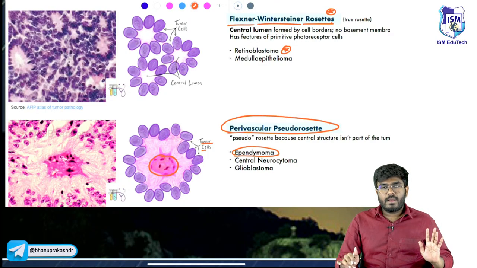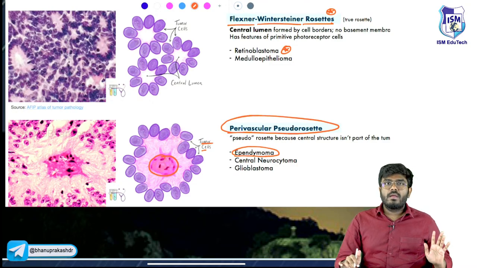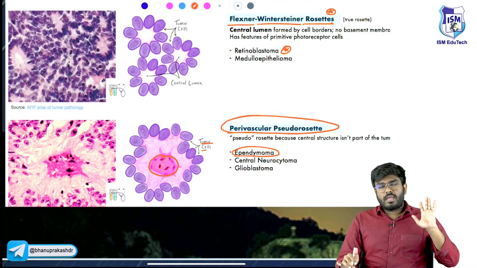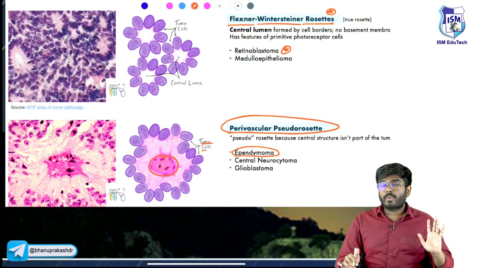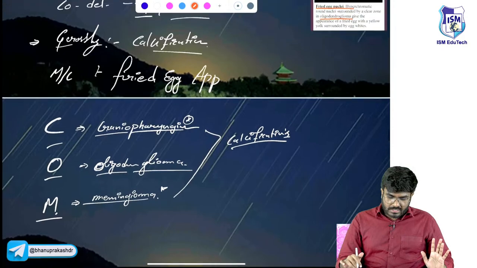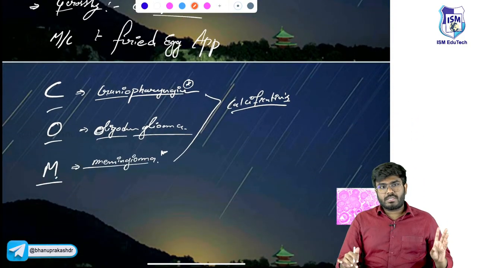ependymoma. Drop metastasis is seen in ependymoma. Ependymoma in children is seen in the fourth ventricle, in adults in the spinal cord. Ependymoma is associated with neurofibromatosis type 2. Okay, important points. Next, what are the tumors which will undergo calcification?